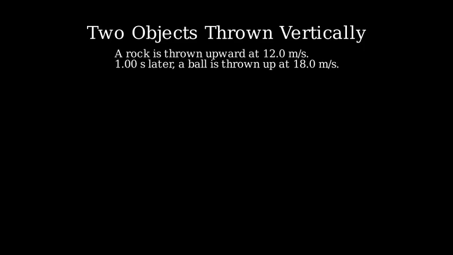Let's solve this interesting problem about two objects thrown upward at different times. A rock is thrown vertically upward with a speed of 12.0 meters per second. Exactly 1 second later, a ball is thrown up vertically along the same path with a speed of 18.0 meters per second.